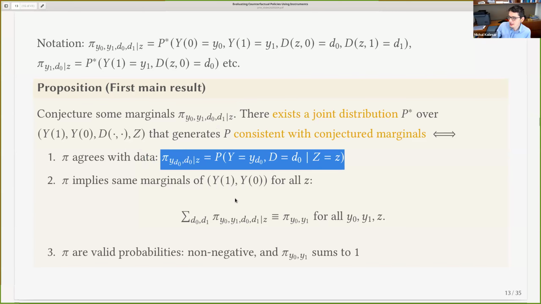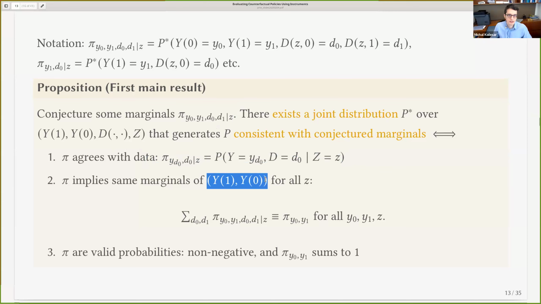And if these marginals imply the same joint distribution of the potential outcomes, that's the only way that these marginals are connected. And then finally, I'll just need to make sure that the pi's are valid probabilities, non-negative and sum to 1. So without further restrictions on pi star or on P star, this is all you need to check whether this joint distribution is compatible with the data.